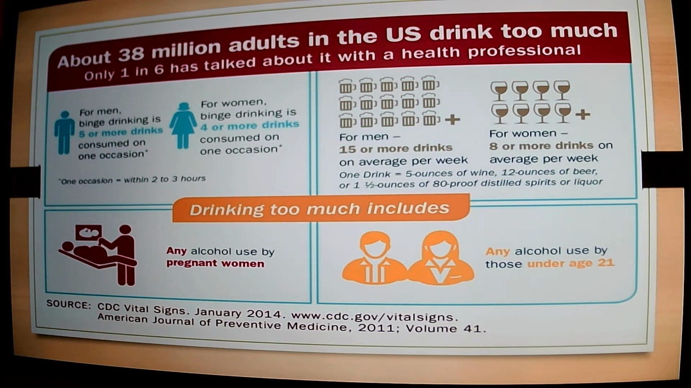As you can see from this graph, I like this one as well because it included the fact that any alcohol use by pregnant women is considered too much drinking or a sign of AUD in a pregnant woman, because it can create fetal alcohol syndrome and also complicate the pregnancy. Also, any use by those under the age of 21, or underage drinking, is also considered too much and can be a sign of AUD as well, according to the CDC.